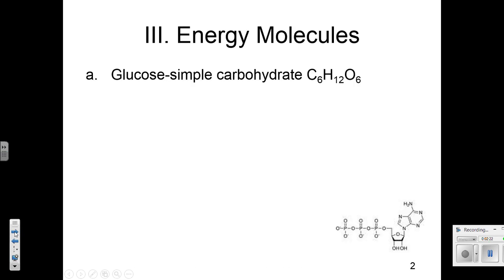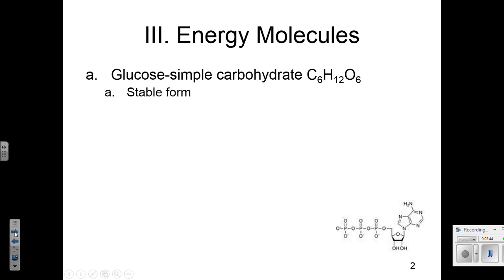Okay, there's two basic energy molecules. Glucose is sugar, right? It's a simple carbohydrate. It's the monomer of starches and larger complex carbohydrates. So we abbreviate that C6H12O6. And you will need to memorize that formula for this unit.